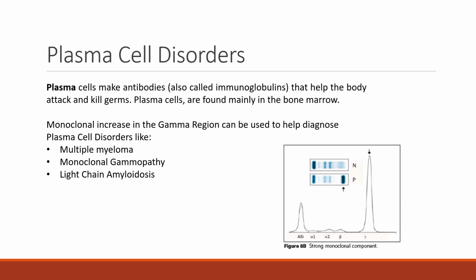These plasma cells are mainly found in bone marrow, and in an SPEP, monoclonal increases in that gamma region can help us diagnose different plasma cell disorders such as multiple myeloma, monoclonal gammopathy, and light chain amyloidosis.